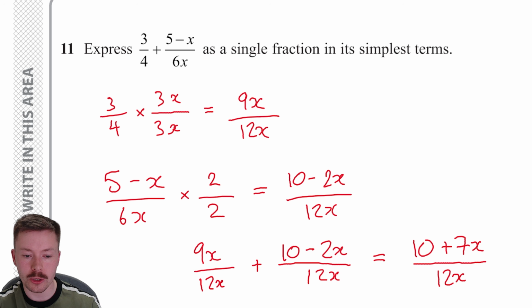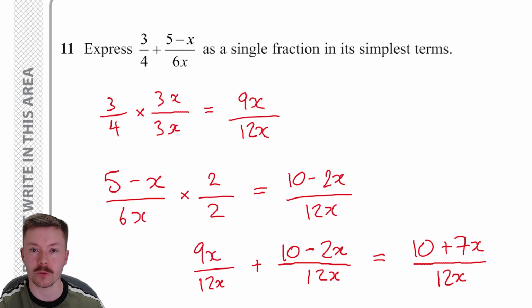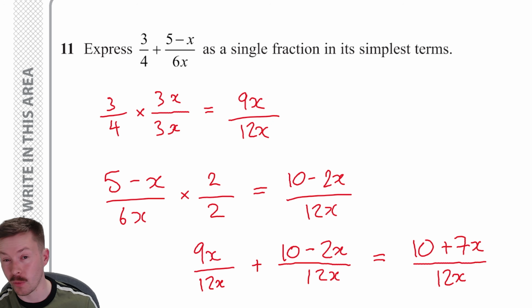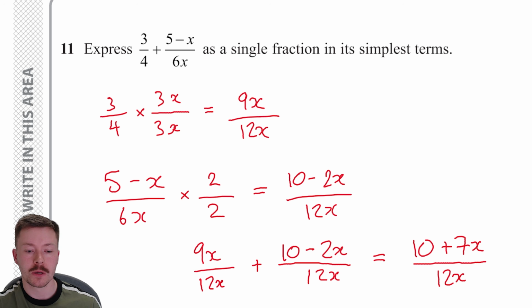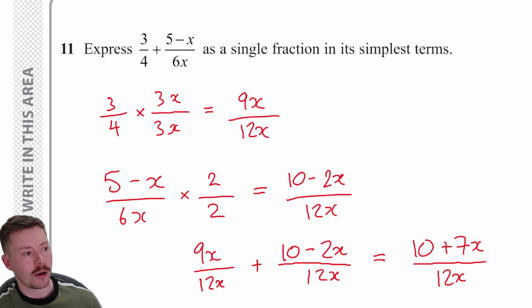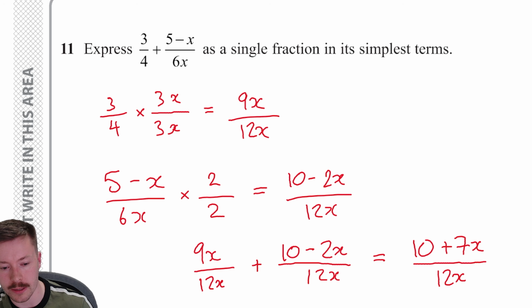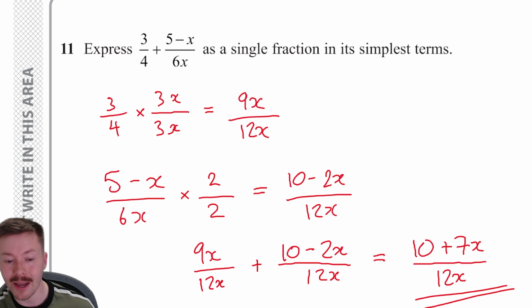Okay, now there's no way of simplifying that because there are no numbers that I can divide 10, 7 and 12 by. There's no number apart from one that goes into all three. And so we call those numbers, if it was two of them, co-prime. So yeah, co-prime, we'll go with that. Okay, so that is our answer.